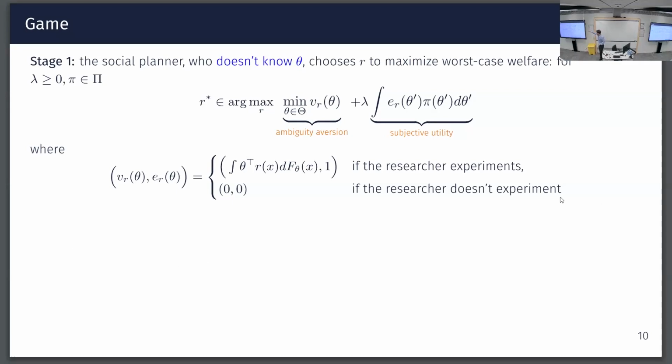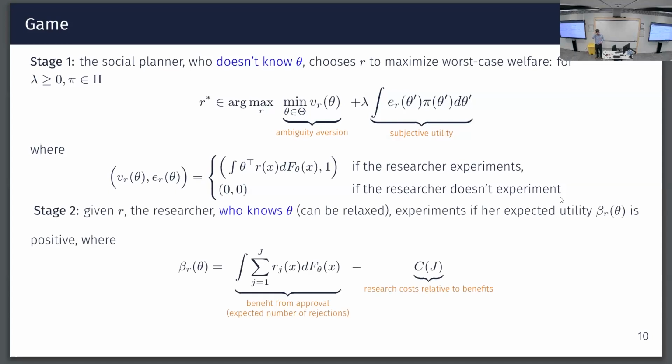If the researcher does not run the experiment, then this is just equal to 0. So stage 2, the researcher who knows theta, so the researcher has private information. Knowing theta can be relaxed to think that the researcher has a prior over the parameter, and then you're going to be worst case over the prior of the researcher. She's going to benefit, so she's going to have a private utility.